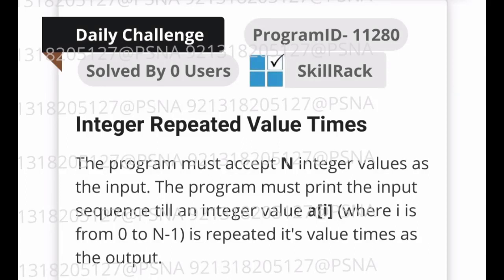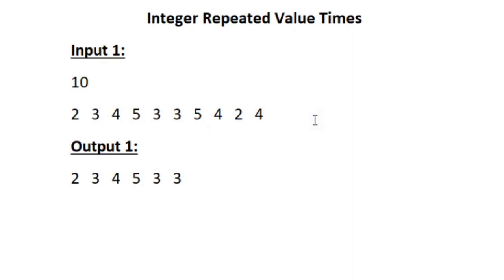This is the question asked in today's SkillTrack Daily Challenge. So in the first line of our input, we are given the value of integer n, and after that we are given n integers as input. So now our task is to print till the integer which has occurred until its value number of times.